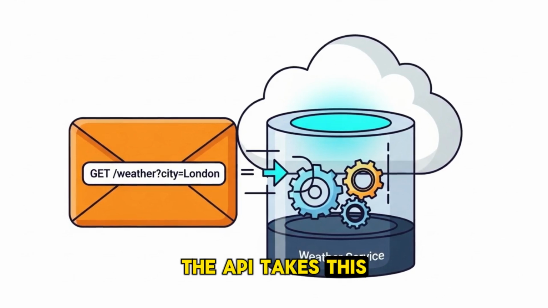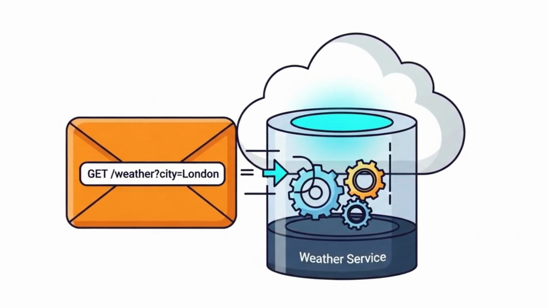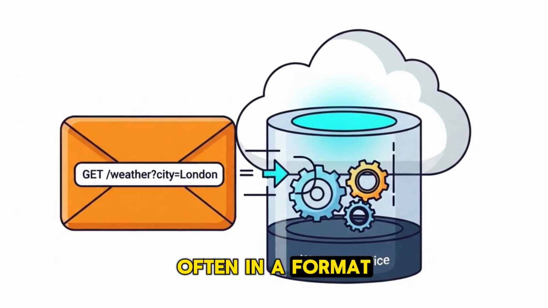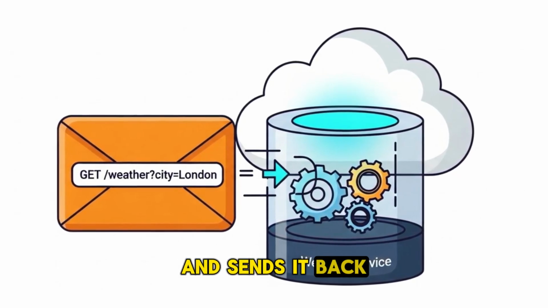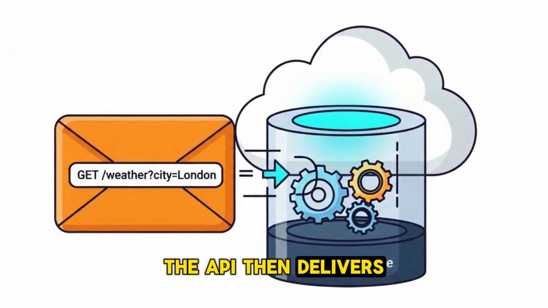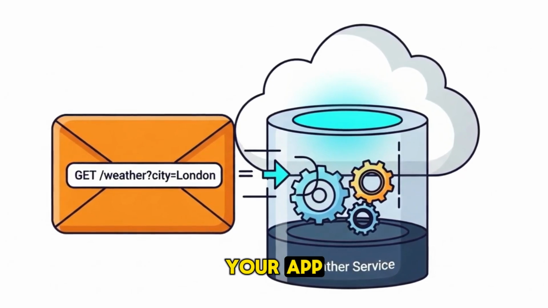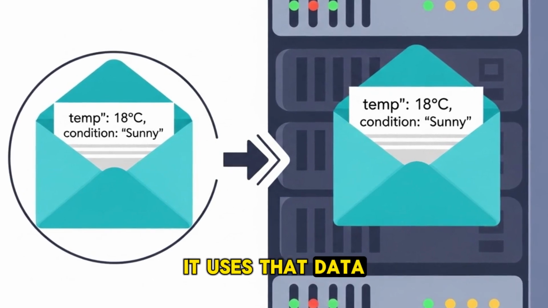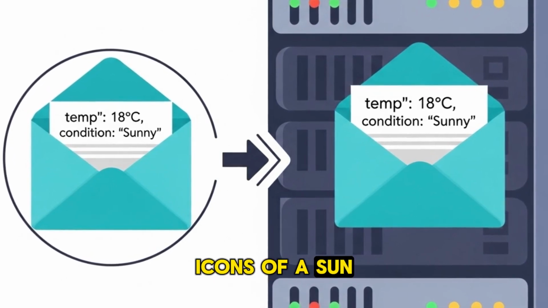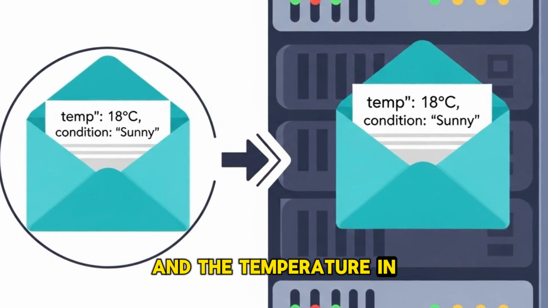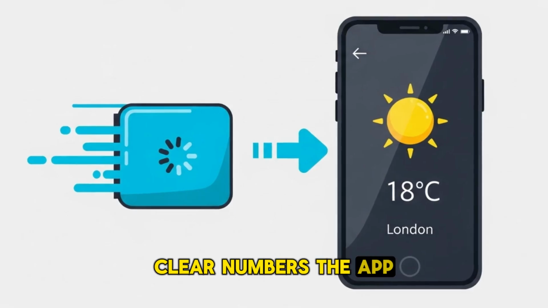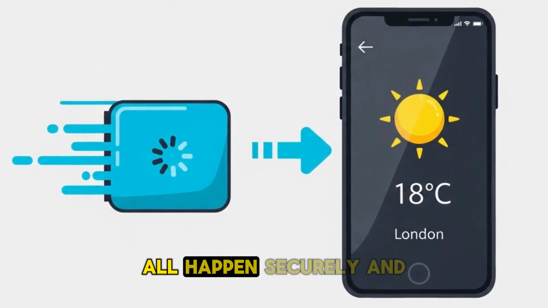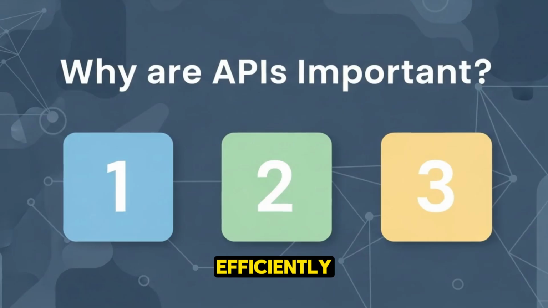The API takes this request to the weather service's server. The server finds the data for London, packages it up neatly, often in a format called JSON, and sends it back. The API then delivers this data response to your app. Your app doesn't show you the raw code. Instead, it uses that data to display the nice icons of a sun or a cloud and the temperature in big, clear numbers. The app and the server never talked directly. The API made it all happen securely and efficiently.